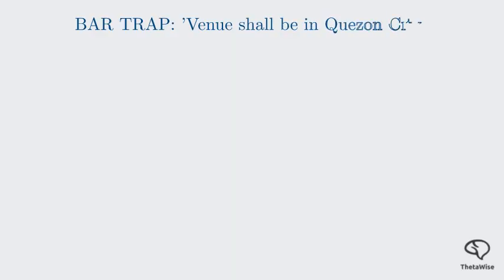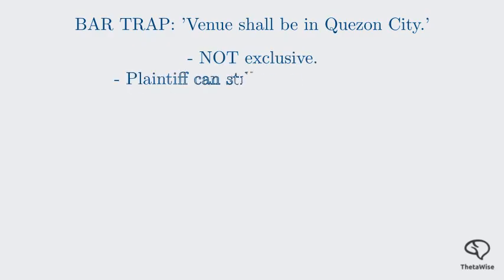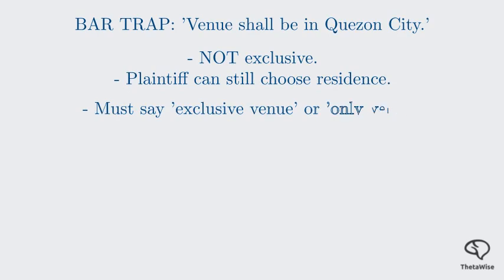If a contract says, venue shall be in Quezon City, without using exclusive language, it is merely an additional venue, not the only one. The plaintiff can still choose their or the defendant's residence. The stipulation is only binding if it is clearly exclusive. Another bar trap is that the stipulation only binds the parties to the contract. It cannot bind third persons who are not parties to the agreement.